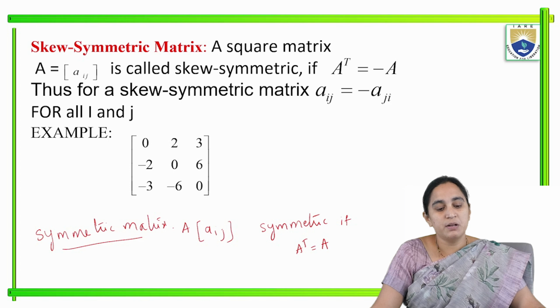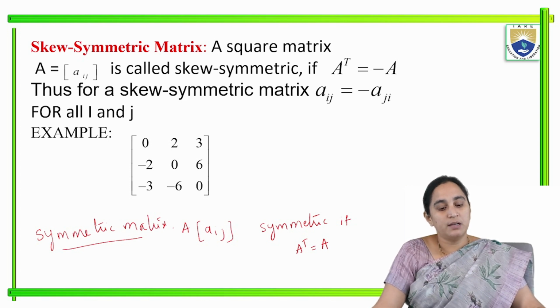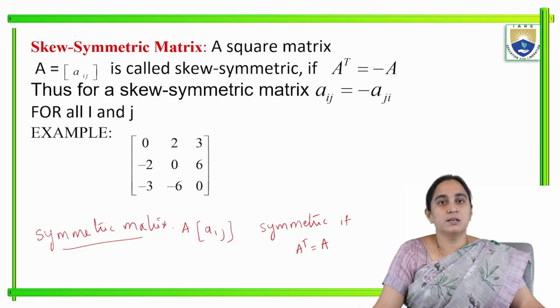What is skew symmetric? A square matrix A = [aij] is called skew symmetric if A transpose is equal to minus A. Here the transpose of the given matrix is equal to the negative of the matrix A. An example for that is 0 2 3, minus 2 0 6, and minus 3 6 0. These are the types of matrix: symmetric means A transpose is equal to A, and skew symmetric means A transpose is equal to minus A.